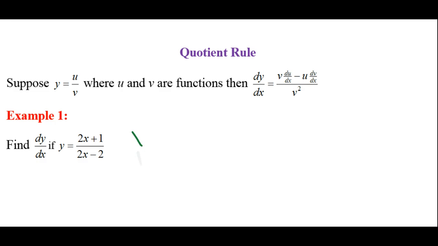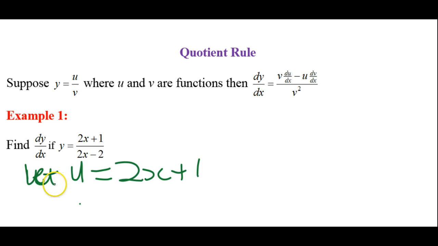That one, because addition is commutative, whether you bring the u first or the v second, it will be the same. Okay, so let's see how we will handle this. So here I will say let u be equal to 2x plus 1. Then when I differentiate u with respect to x, I have 2 as my answer.